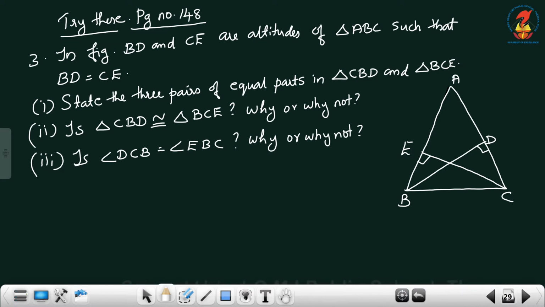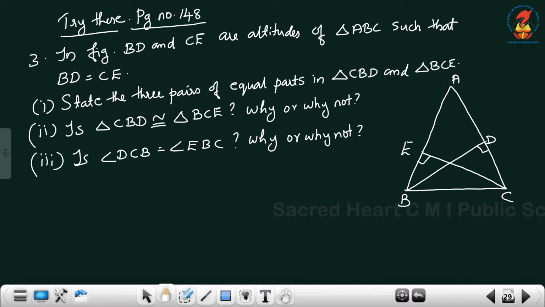Question number 3. In figure, BD and CE are altitudes of triangle ABC such that BD equal to CE. State the three pairs of equal parts in triangle CBD and triangle BCE. Second question, is triangle CBD congruent to triangle BCE? Why or why not? Is angle DCB equal to angle EBC? Why or why not? Okay.